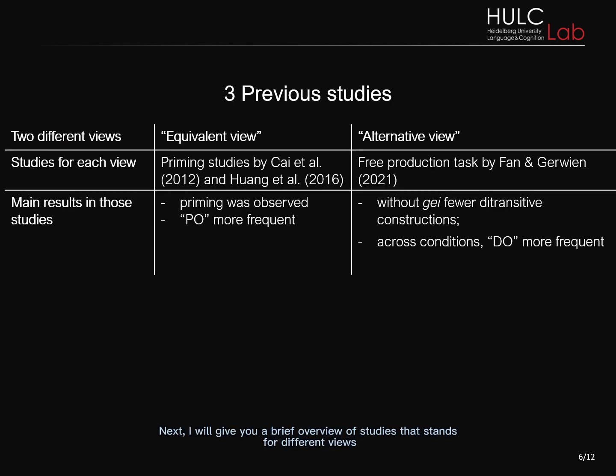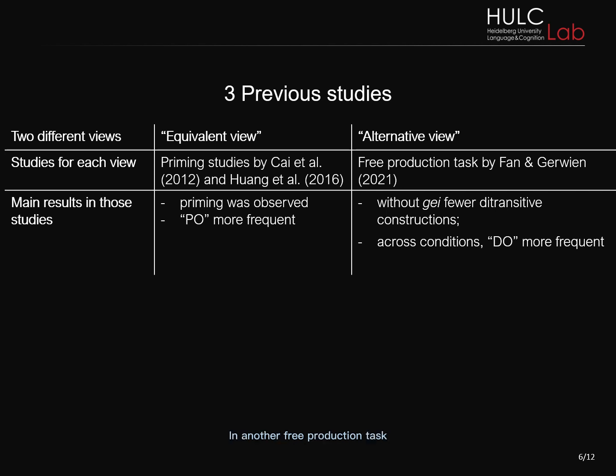Next, I will give you a brief overview of studies that stand for different views. The primary studies by Cai and Huang use the equivalent view as their theoretical framework. They form the primary effect of conceptual to functional mapping. Their data show that PO constructions were more frequently produced by participants.